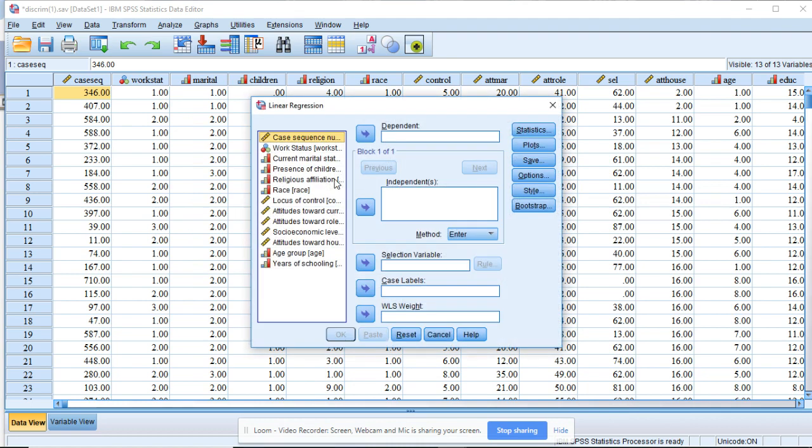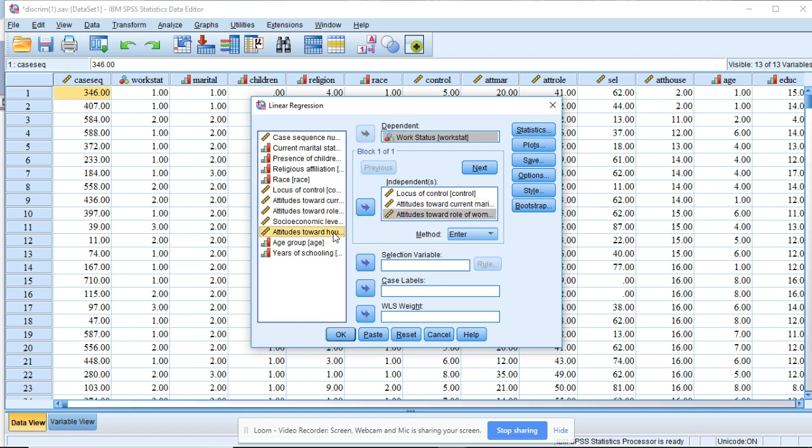Now we are going to analyze regression, linear. The work status is the dependent variable. I just wanted to make sure I didn't get that wrong. And all those predictors, locus of control, attitude towards current marital status, attitudes towards role, and attitudes towards housework, are going to be our independents. And what we need is the Mahalanobis distance with those outlier charts.